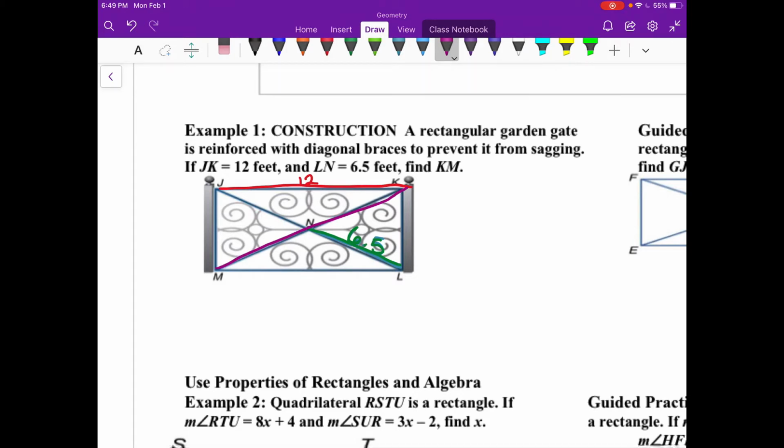To find that length, remember that the diagonals are the same. So if I know that this half of this diagonal, LN, this part, is 6.5, that means that this half is also 6.5 because in parallelograms, diagonals bisect each other. So I'm going to write that over here. Diagonals bisect. That's just a feature of parallelograms. And a rectangle is a parallelogram. Therefore, it applies to a rectangle. But what's special to a rectangle is that the diagonals are congruent.